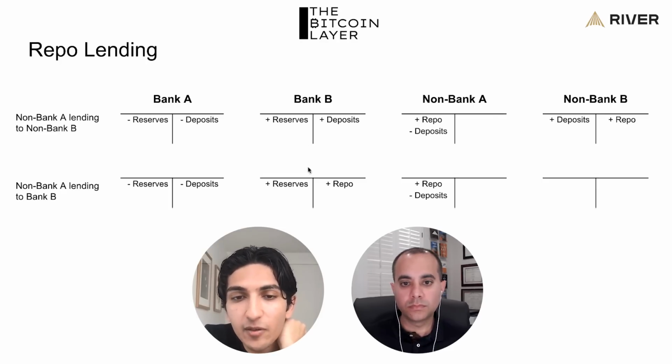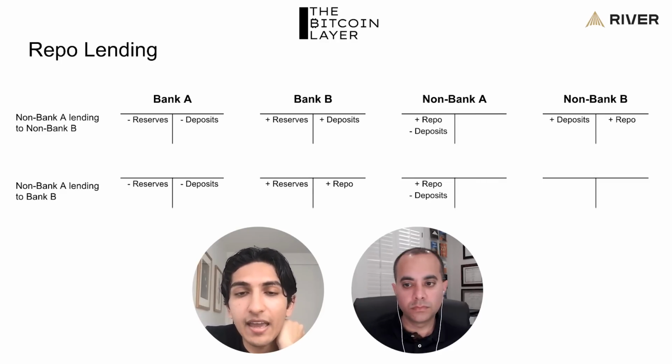In this case, if bank B needs short-term liquidity, it needs reserves to satisfy any sort of requirement or regulation that's in place, the bank can essentially access that funding from a non-bank, in this case a money market fund or any other non-bank player.